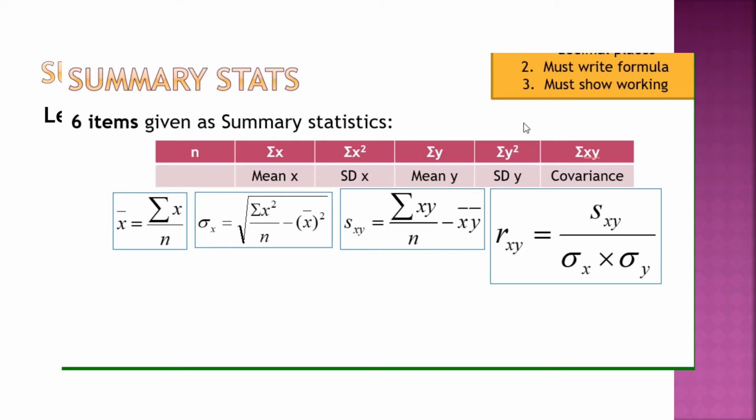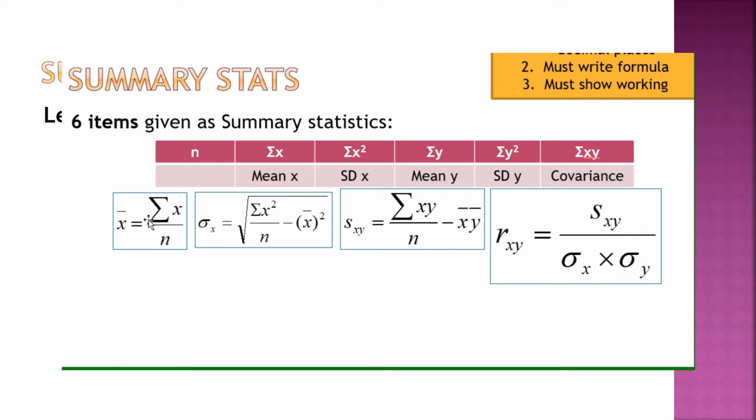So there will be basically 6 items given to you for summary statistics: n, sigma x, sigma y, sigma x squared, sigma y squared, and sigma xy. So these are the 6 things that you're going to use to calculate. Basically, your final outcome that you want is r. So of course, I want you to do it step by step. I want you to do it in this order: mean of x, mean of y, standard deviation of x, standard deviation of y, sxy, rxy. You understand? So you will have 6 values.